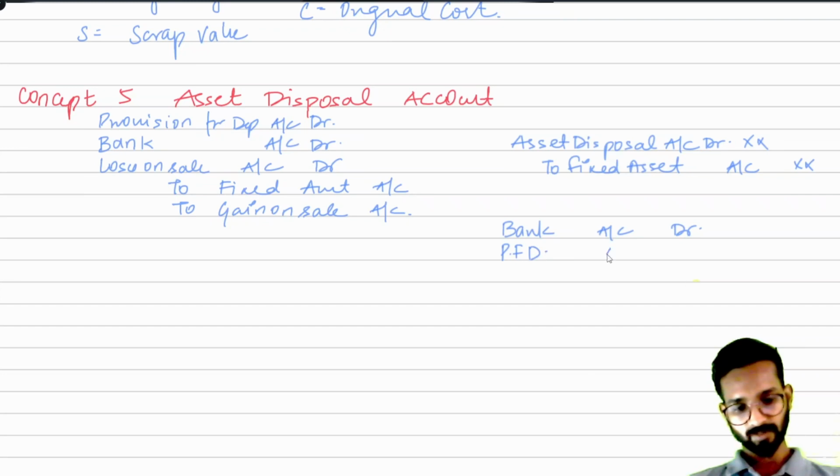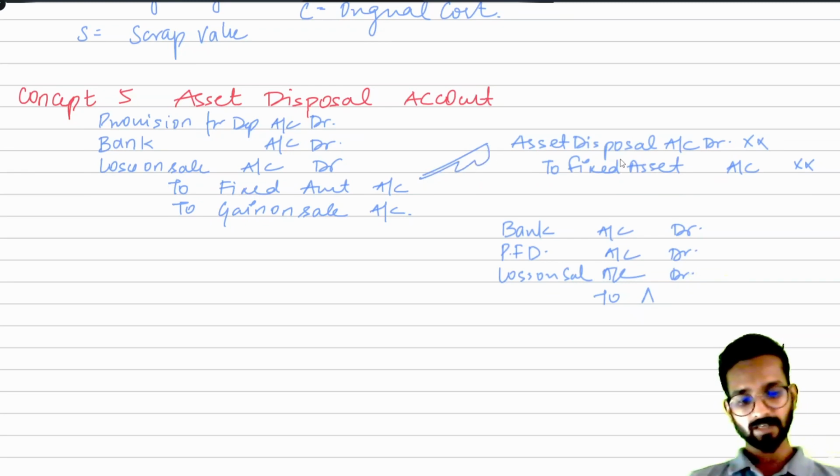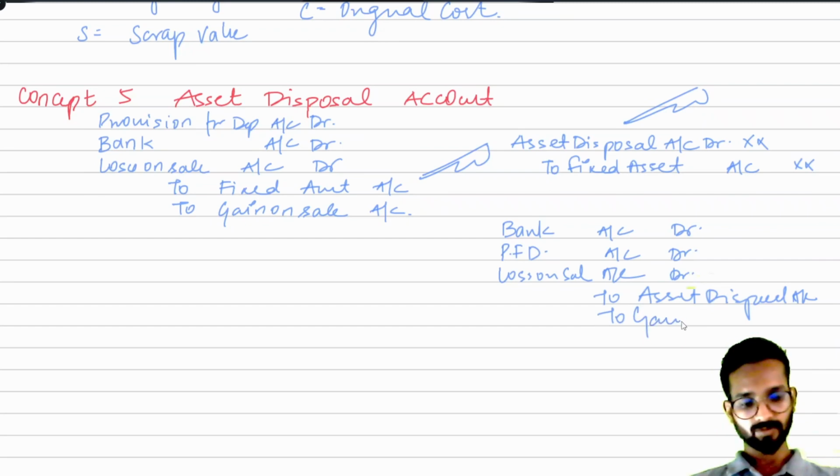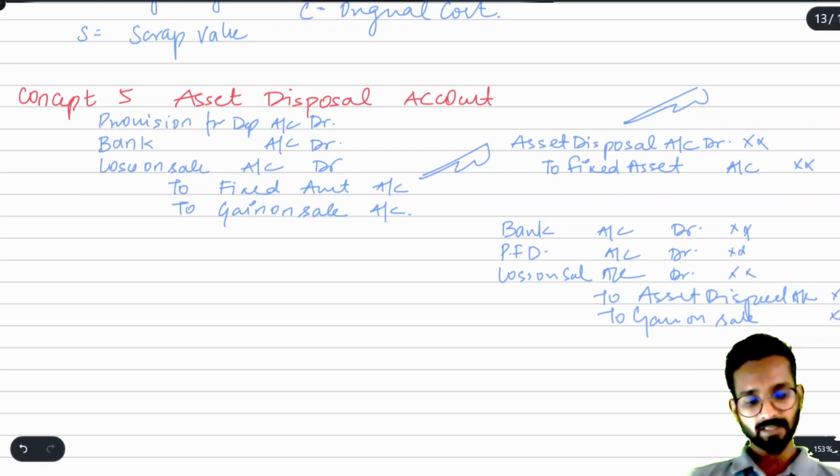provision for depreciation account debit, loss on sale account debit, to, now this time it was to fixed asset account, but here we have already transferred fixed asset to asset disposal. So now we will write here to asset disposal account. If there is gain, then we will write here to gain on sale. Understood? Very easy.